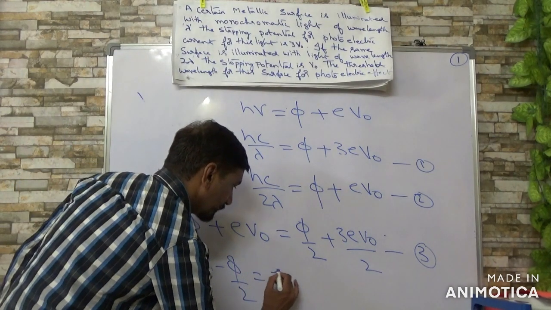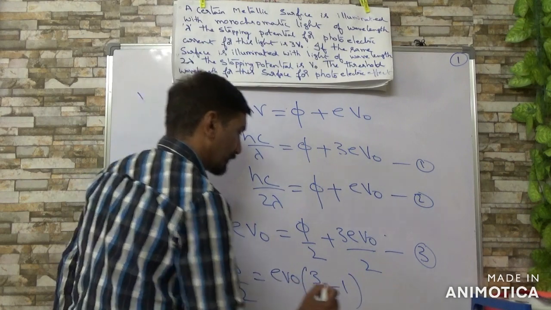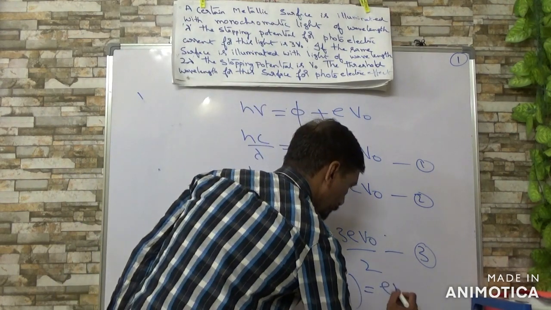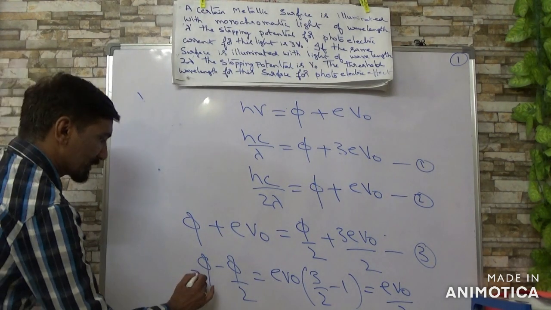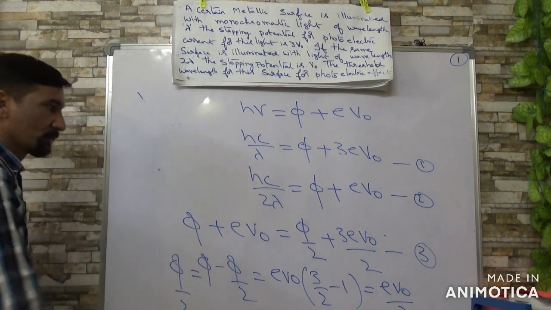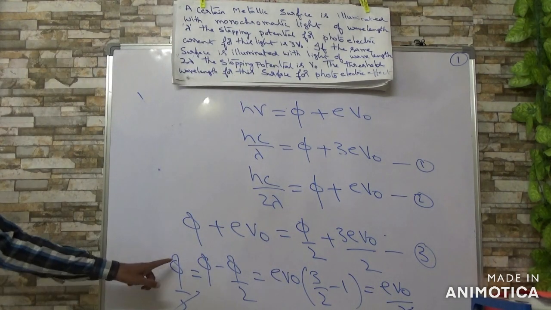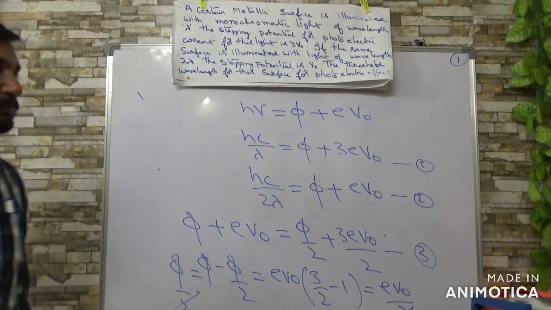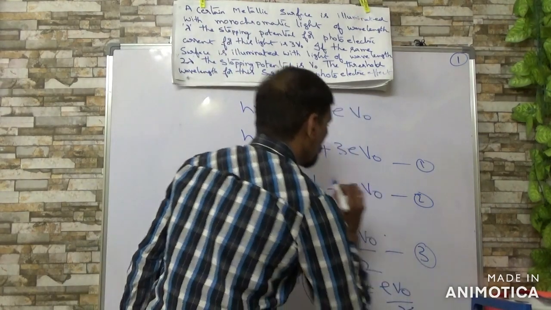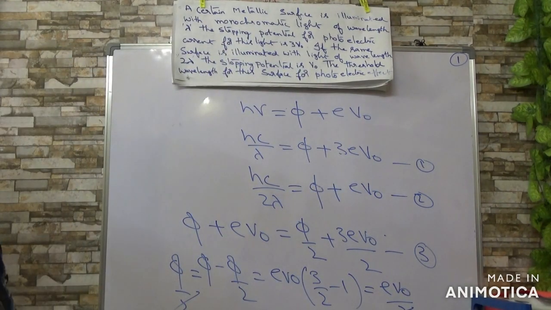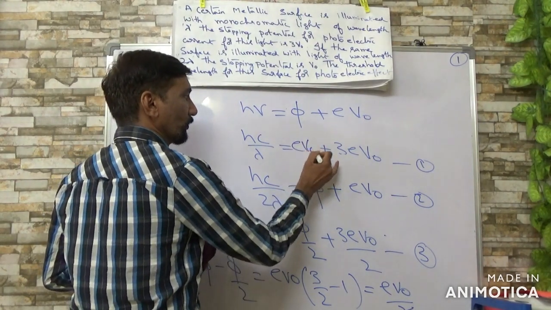Equal to eV naught, if you take it common, 3 by 2 minus 1, nothing but 1 by 2. So eV naught by 2. When you further simplify, you get phi by 2. The 2 cancels, and you get the work function value as eV naught. So the work function is known to us. So phi can be taken as eV naught.